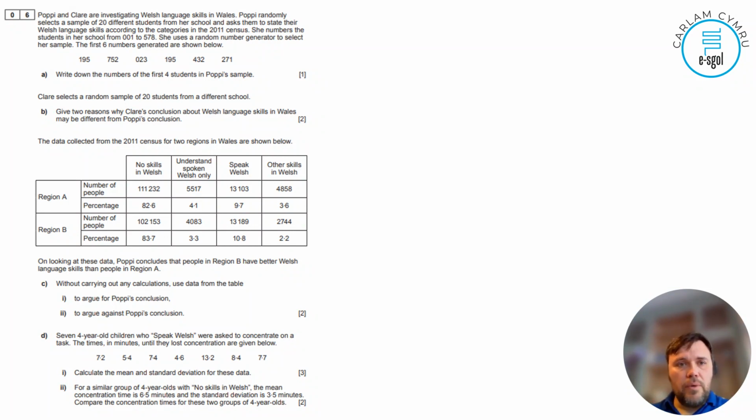Right, so here we go. Poppy and Claire are investigating Welsh language skills in Wales. Poppy randomly selects a sample of 20 different students from a school and asks them to state their Welsh language skills according to the categories in the 2011 census. She numbers the students in a school from 001 to 578. She uses a random number generator to select a sample. The first 6 numbers generated are shown below.